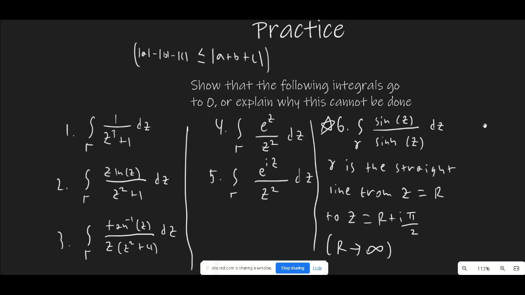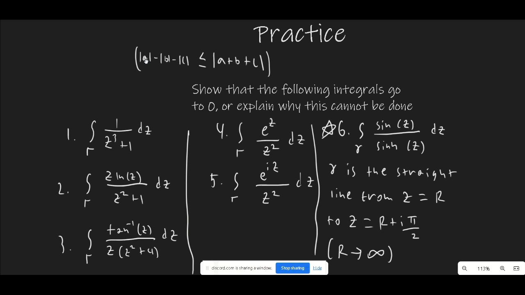So here are some practice examples. Go ahead and try these problems. Number 6 is a little bit difficult, so don't worry if you can't figure it out. So go ahead and try these problems.